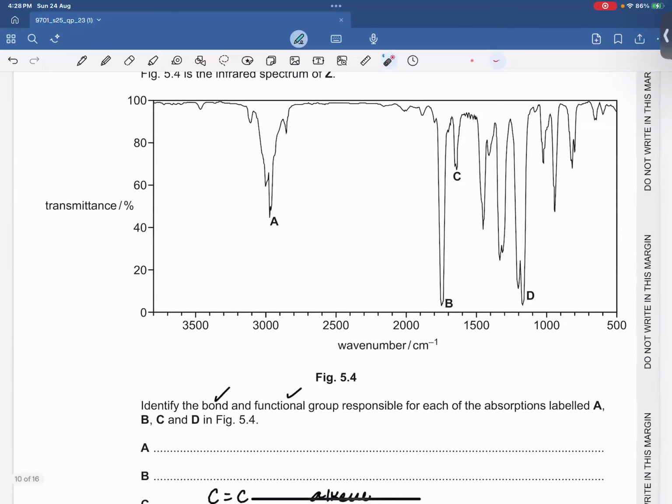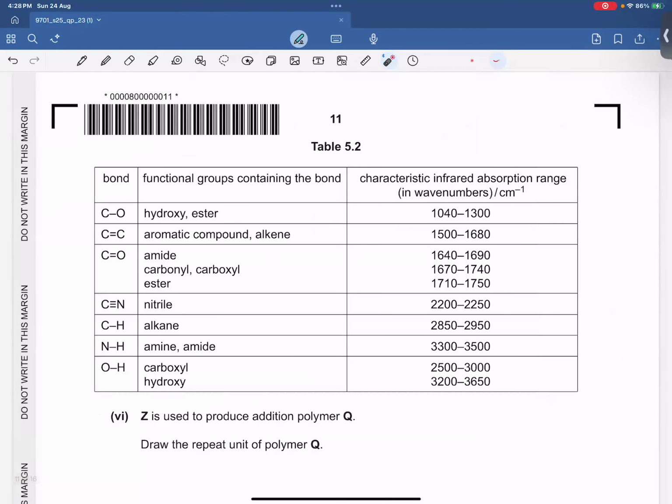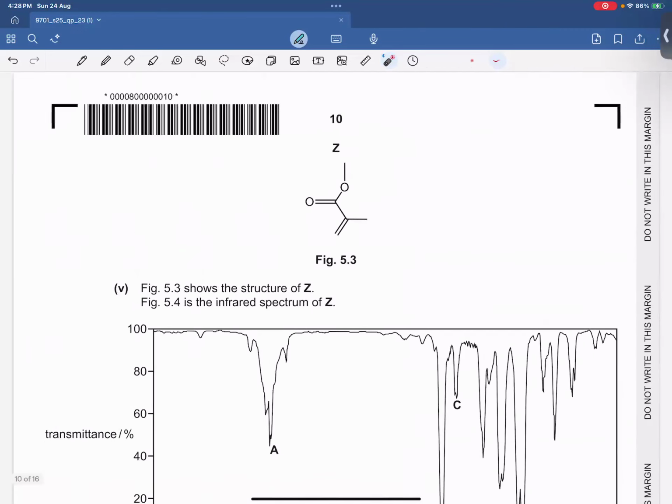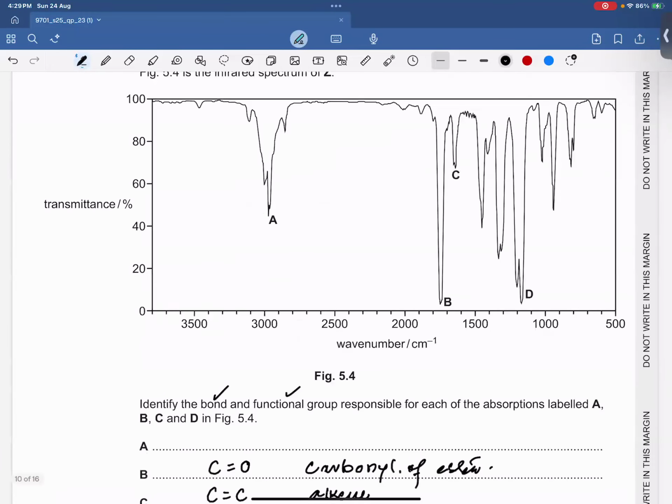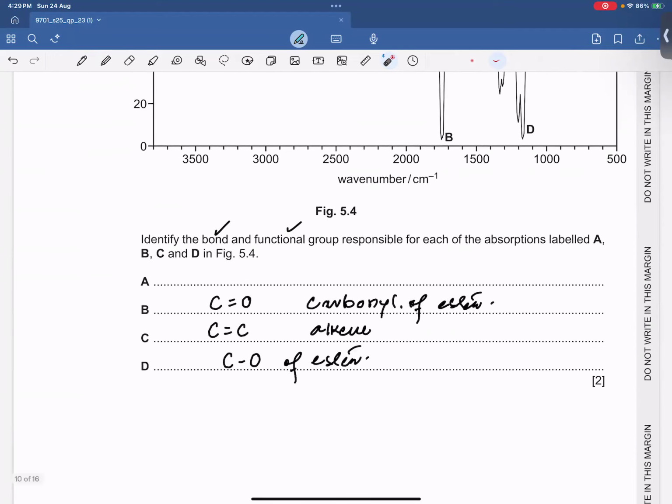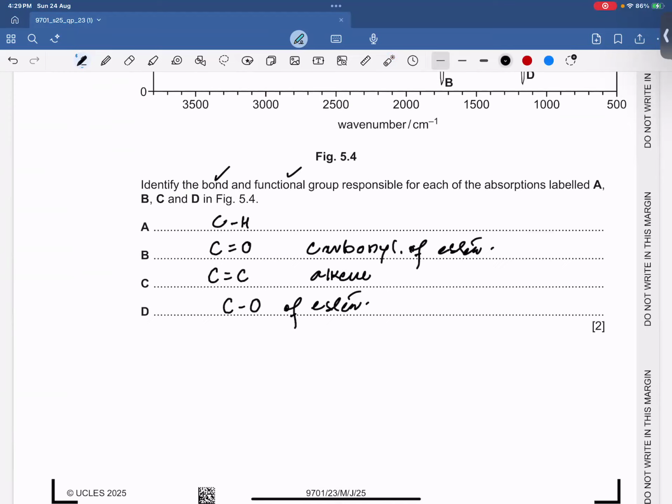Okay. B. B is 15, 16, 17. That is 1720. 1720 is basically a carbonyl, C double bond O. Carbon double bond oxygen, carbonyl. And obviously it's an ester, so the carbonyl of an ester. Okay. A. A is exactly 3000 centimeter inverse. That's C-H. It's not a very broad peak, which means it is C-H of an alkane. Okay.